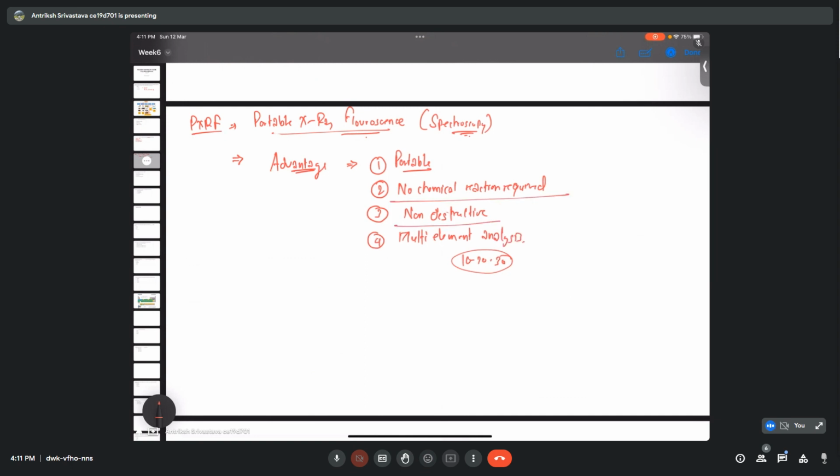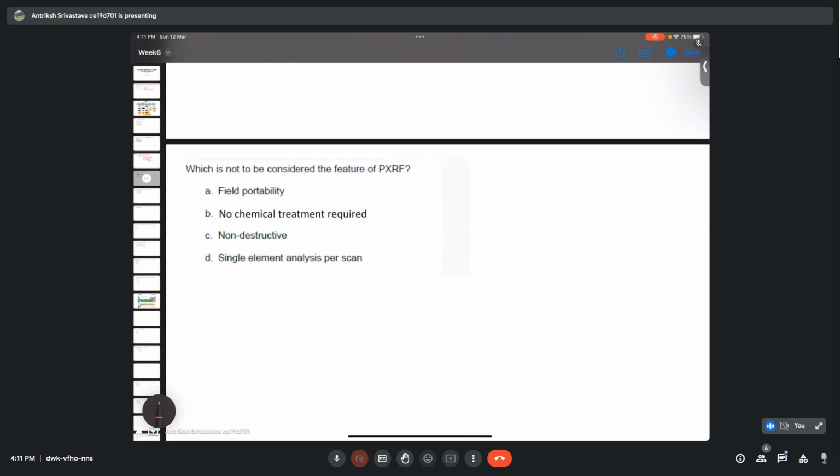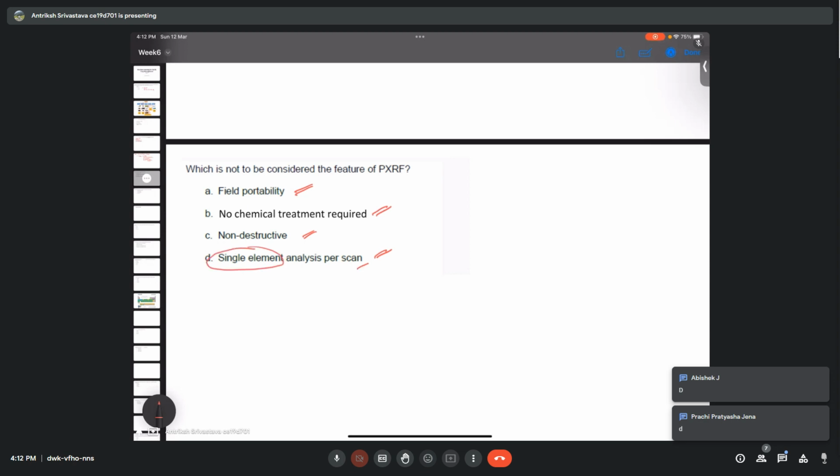Now look at these things carefully and let's see if we can answer the next question. Out of these 4 points, which one do you think is not the property or the advantage of PXRF spectroscope? D, correct? Because it is saying that it is single element analysis, whereas we just saw that it is multi element analysis. Now my question is, okay, so I changed it here itself. I should not have done that.